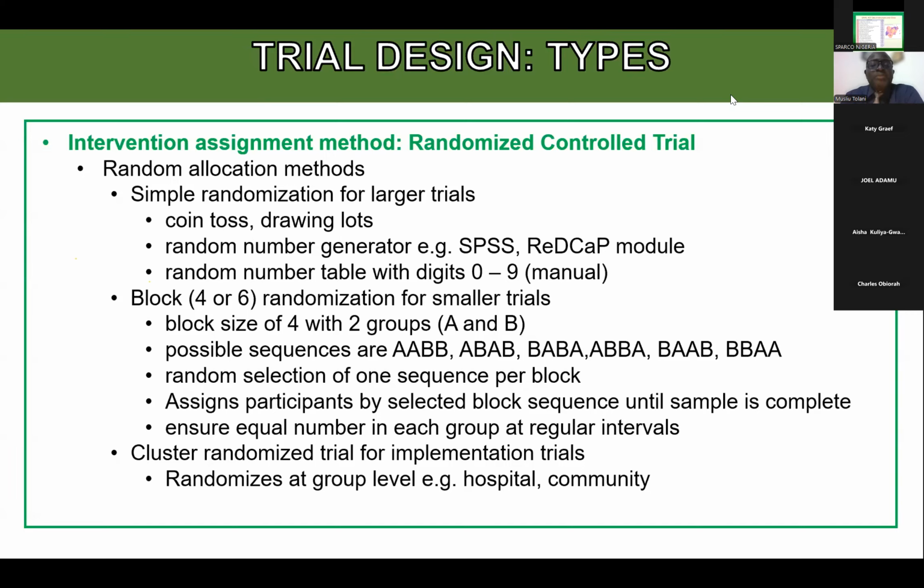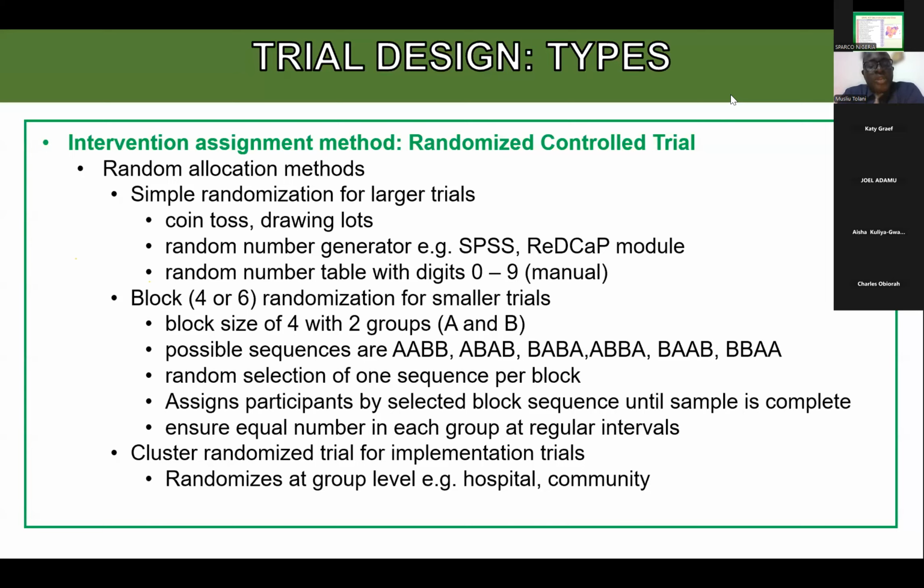These are as AABB or up to BBAA. And for each particular sequence, the patients are assigned based on the order of the groups in the sequence until the sample is completed. The advantage of this over simple randomization is it ensures that we are regularly checking the randomization of patients at intervals to ensure that there's an equal assignment to both patient groups.